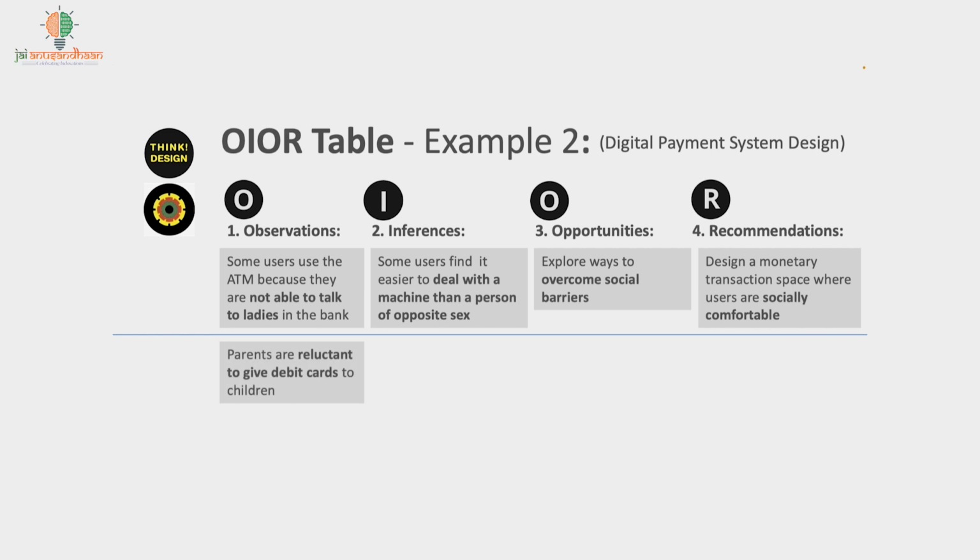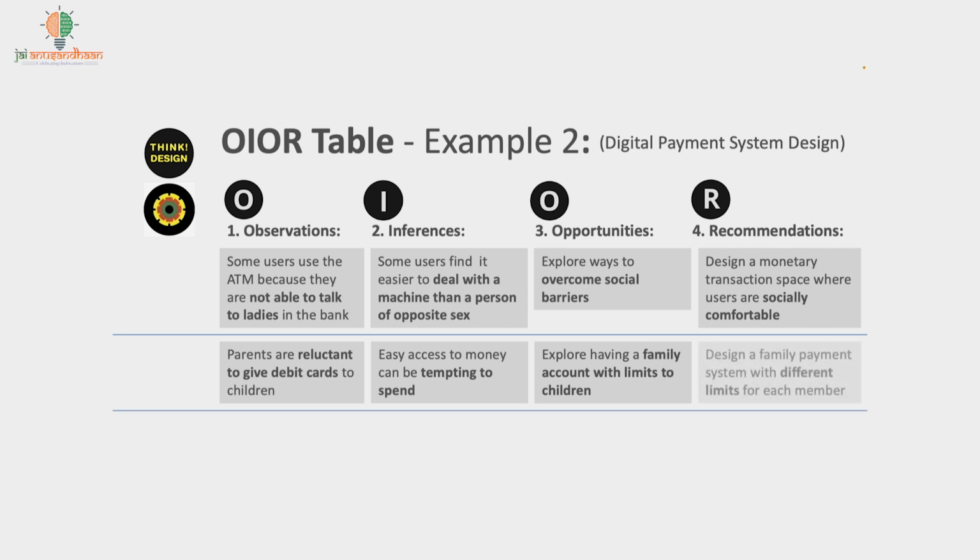Parents are reluctant to give debit cards to children. Obviously, because once the debit cards are in the hands of children, they can just spend it. Okay. So easy access to money can be tempting to spend, right? That's the inference. Okay. So what is the opportunity? Explore having a family account with limits to children. That means the account has a limited spending amount. So it's a family account. So you can define what the limit is here. Okay, and that gives you the recommendation: design a family payment system with different limits for each member of the family. Okay, it's observations, inferences, opportunities, recommendations.